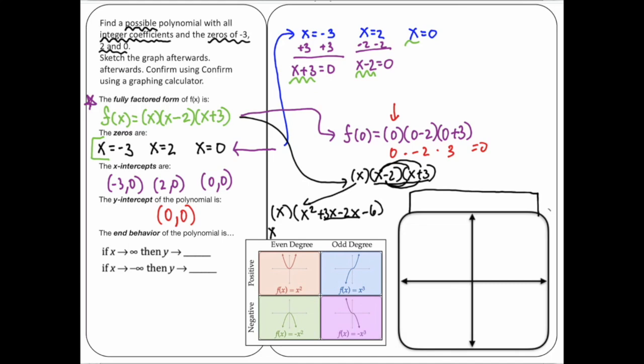So I'd have x times x squared. I'm sorry, that's going to give me a positive 1, plus x minus 6. And then, using the distributive property, I'm going to go into each one of these, and that's going to give me x to the third plus x to the second minus 6x. So, when I multiply this all out in standard form, it's going to be x to the third plus x to the second minus 6x.